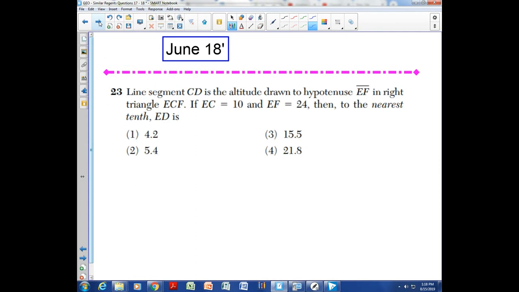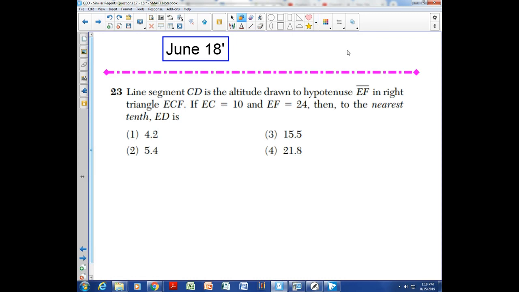June 18, number 23. Line segment CD is the altitude drawn to hypotenuse EF in right triangle ECF. If EC is 10 and EF is 24, then to the nearest tenth ED is. Okay, so often when I see a problem that tells me an altitude is drawn in a right triangle, it usually leads to either a leg rule or altitude rule problem, rules that are meant to help us do pretty complicated similar triangle proportions.